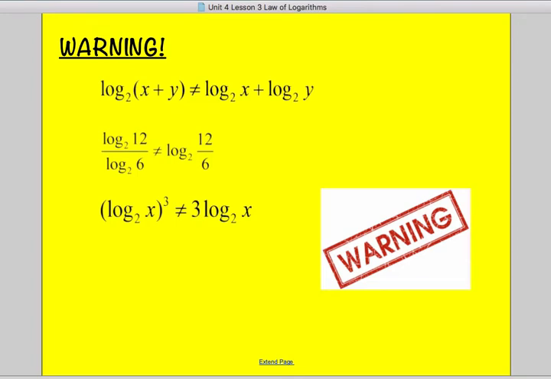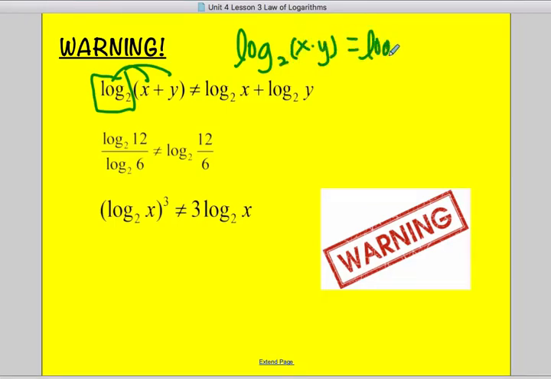Some warnings. People try and do this all too frequently. You cannot think about this as distributive. This does not work. Okay, so you've got to get in your head the properties of logs. So this is true: log base 2 of x times y is equal to log base 2 of x plus log base 2 of y. But it's not true this way.